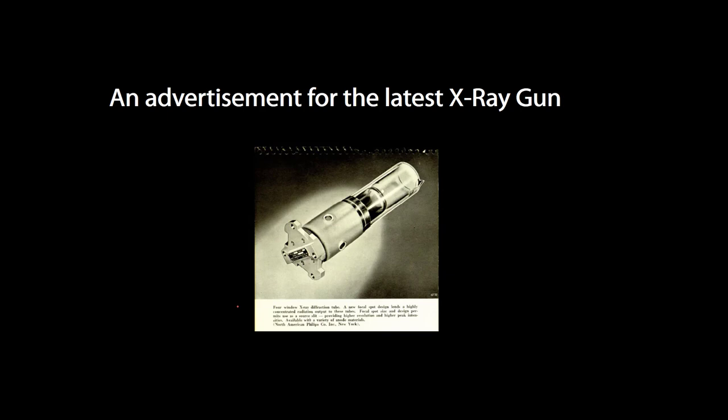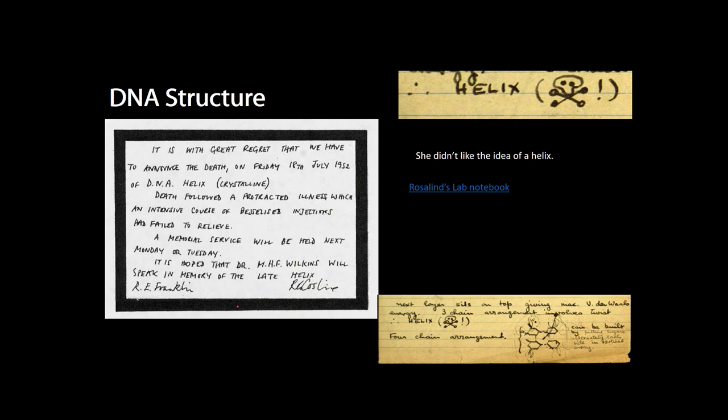right? But again, this is Rosalind Franklin's original notebook. So you can see here, the skull and crossbones was what she actually doodled in there, because she wrote here, you know, next layer sits on top, giving maximum van der Waals energy.